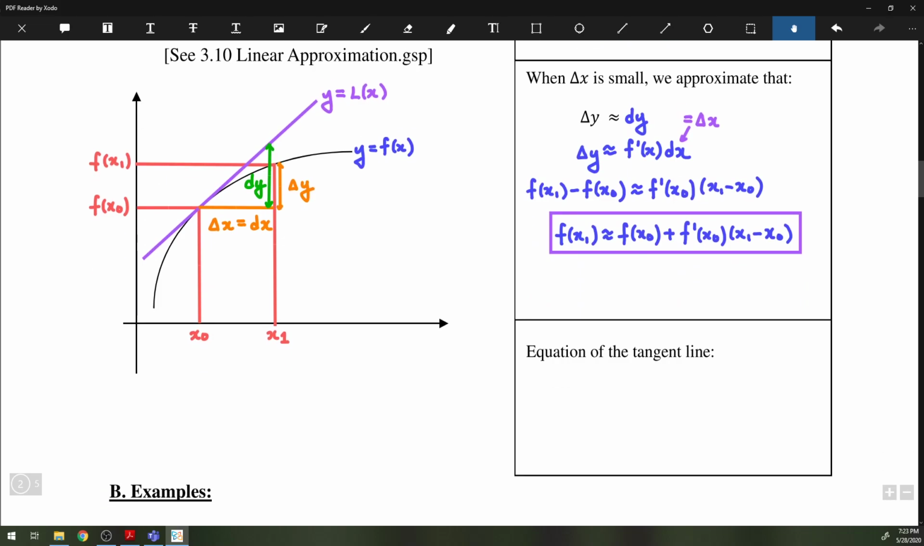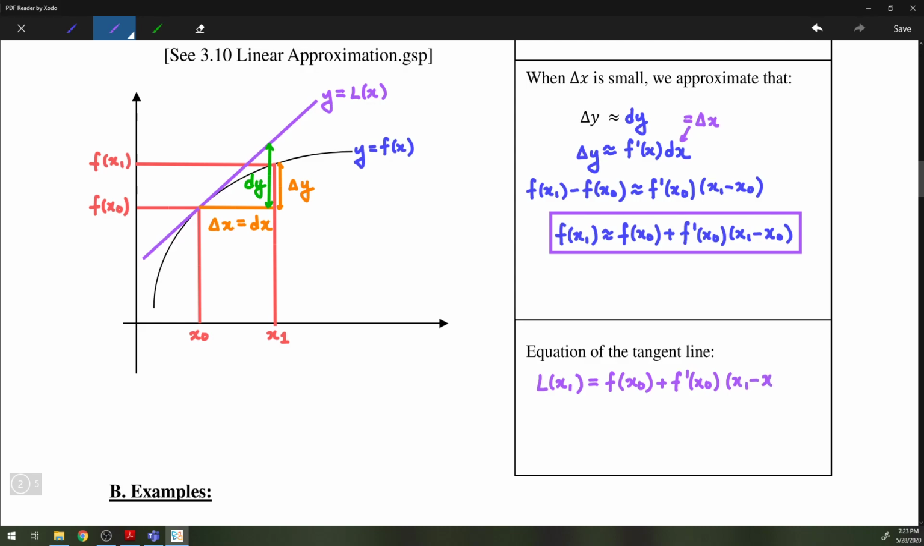Again, this is closely associated with the equation of the tangent line, which, if we specify it at L of x1, will be equal to f of x naught plus f prime of x naught times x1 minus x naught. So the idea here is that f of x1 can be approximated with L of x1, where f is the function and L is the tangent line respectively.